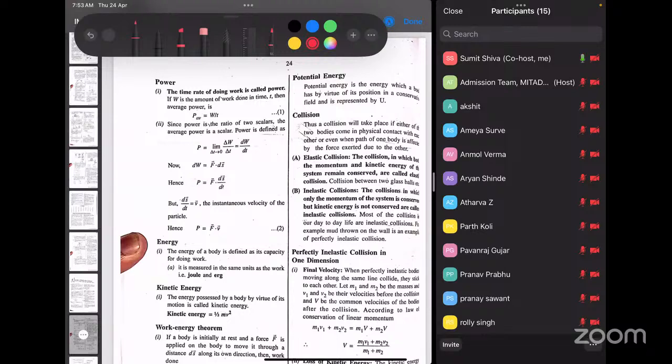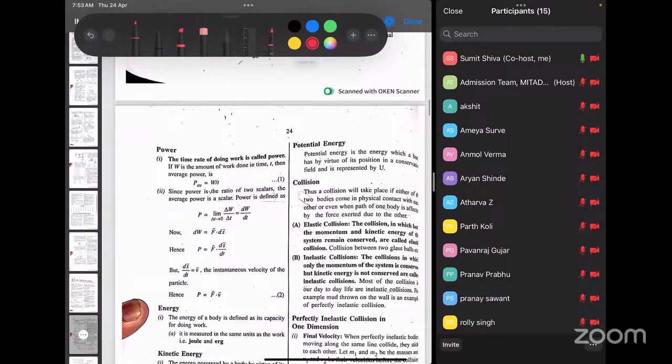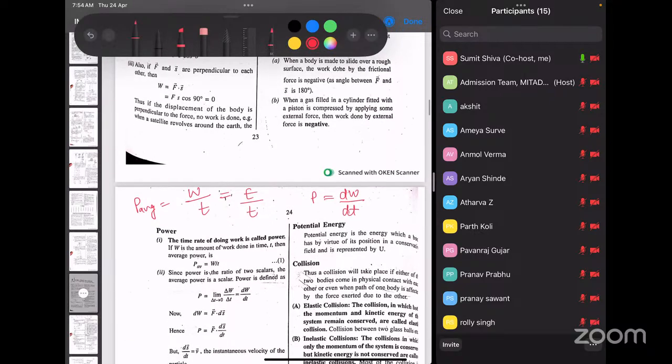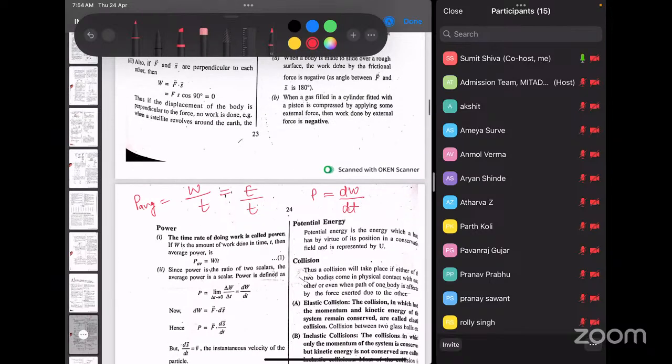If we are looking for average power, P average can be given as net work done divided by time interval, or you can also write it as energy divided by time t. If you are looking for instantaneous power P, we simply write it as dW by dt. There is an interesting formula of power which can be obtained from dW by dt.